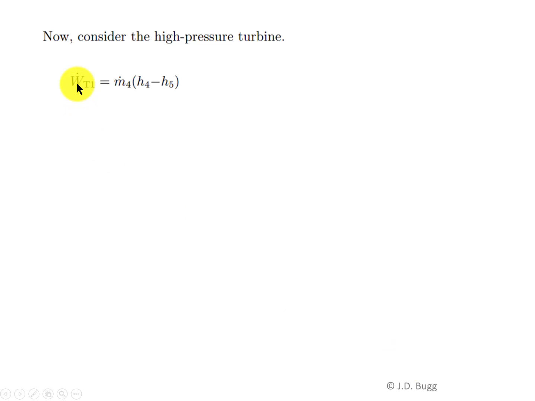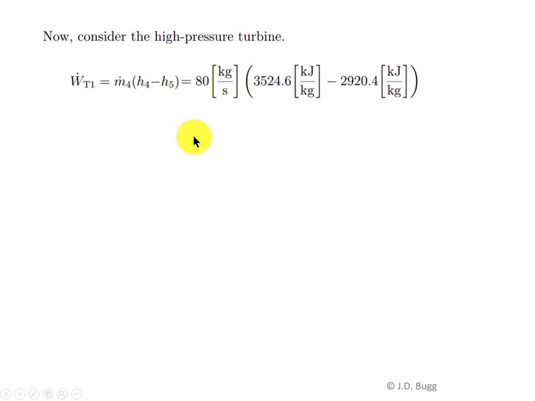So the work rate, or the power produced by the high pressure turbine, will be m dot 4 times H4 minus H5. And we know both of these enthalpies as it turns out, so we're ready to substitute numbers in there. There is full flow through this first turbine, so we have 80 kilograms per second there, and the H4 and the H5 that we already know. So the power of the first turbine is 48.336 megawatts. Now we move on to the second turbine.